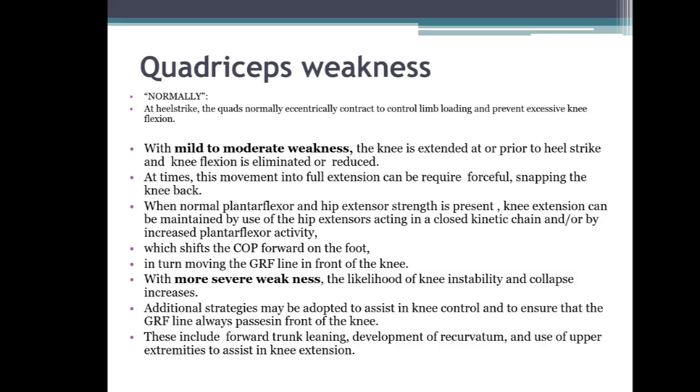So when the center of pressure shifts forward, the ground reaction line also moves in front of the knee. With more weakness, the likelihood of instability and collapse increases. Compensations also include forward trunk leaning, recurvatum development, and use of the upper extremity to assist in knee extension.